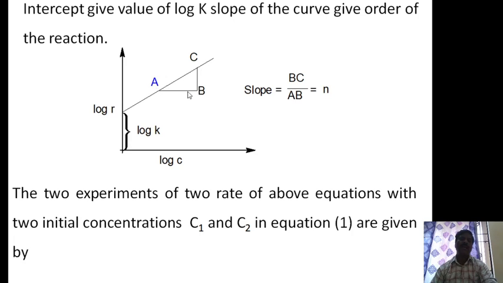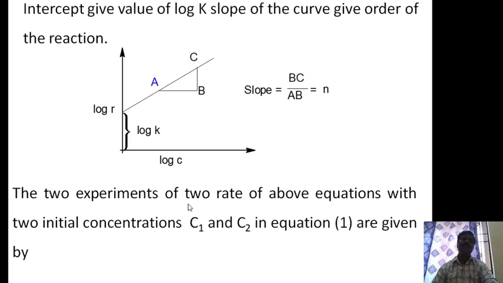Therefore, in the right angle triangle ABC, with angle theta, tan theta, which is also called the slope of the curve, is nothing but BC, the change in the y axis, divided by the change in x, that is dx or AB. Extrapolating, we get the AB value, and extrapolating BC to the y axis we get that value. Therefore slope is equal to BC divided by AB, and that is n, which is nothing but the order of the reaction.